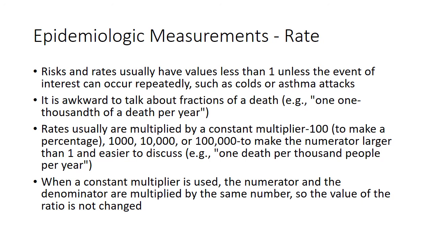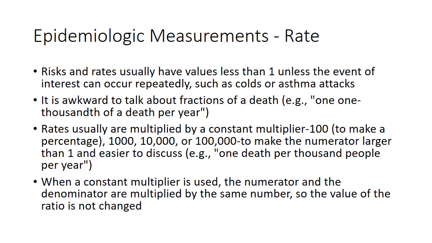So usually, what you do is you multiply it by some sort of constant multiplier, as I mentioned in that last slide. Usually, it's something like 100, 1,000, or 10,000, some sort of multiplier there. That way, it makes the numerator appear larger and a lot easier to discuss, essentially.